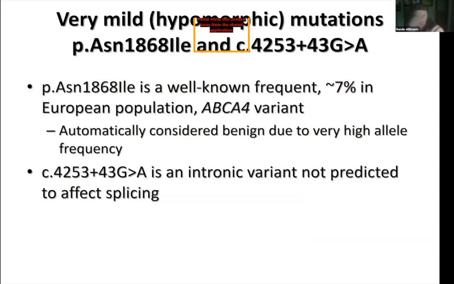part of Stargardt genetic clarity, because, and this is interesting, this is, for example, this 1868 variant. This is a very frequent variant. It's in 7% of people of European descent. So if it's such a frequent variant, it's automatically called not disease causing. So there is no way, otherwise half the population will have the disease. And then there are others like that.